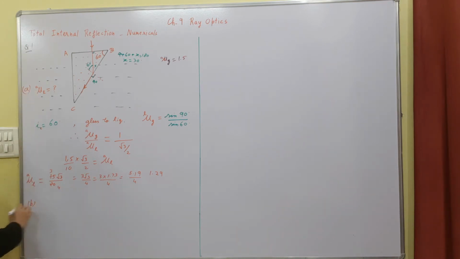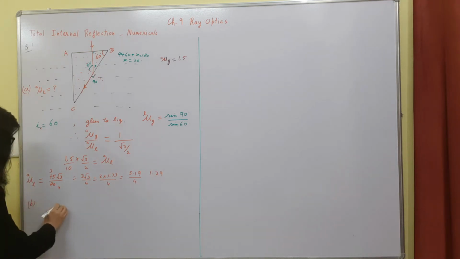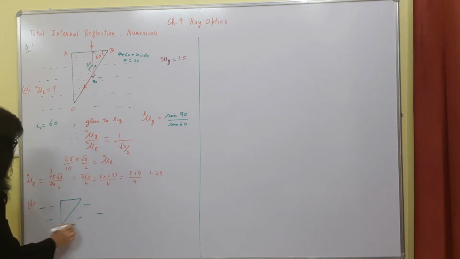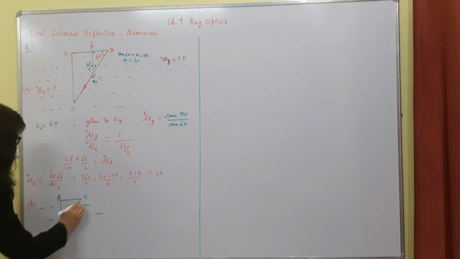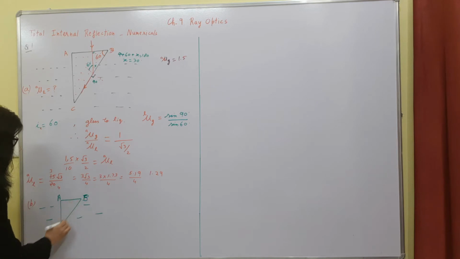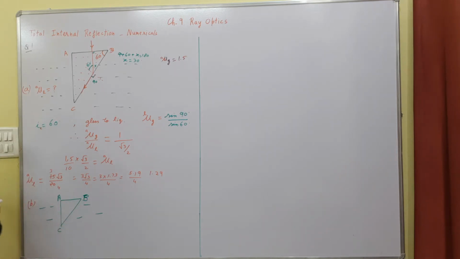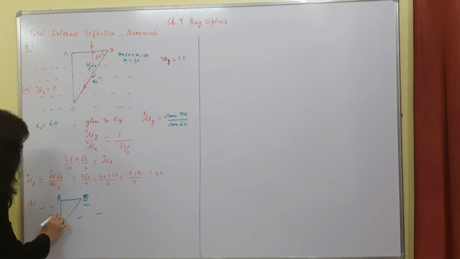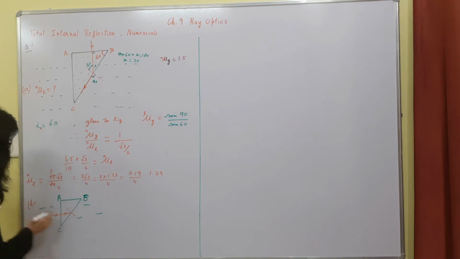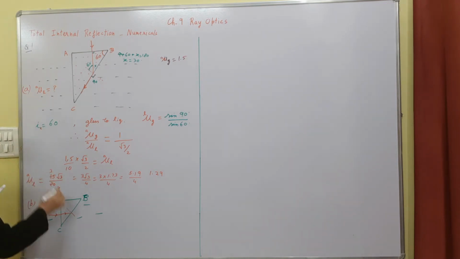Now the second part says, trace the path of the rays if it were incident normally on the face AC. Now they are saying if the ray is incident normally on the face AC. If it is going normally, it will go this way. Then what will be this angle of incidence? We have to check. This is 90. This is 60.